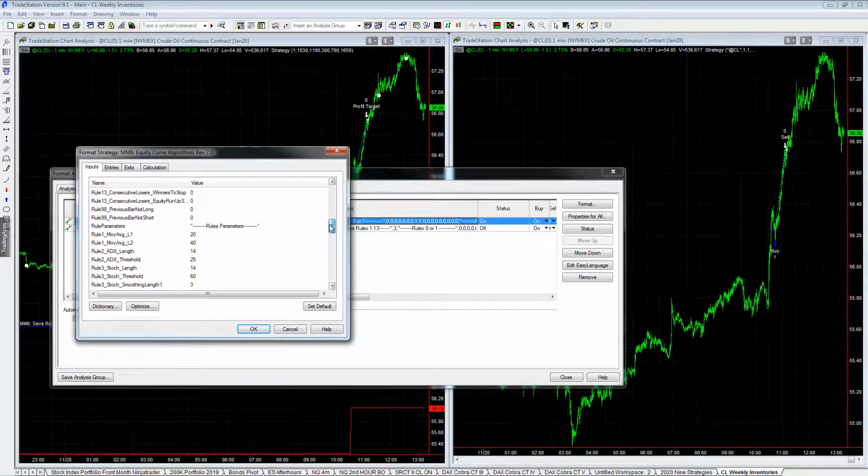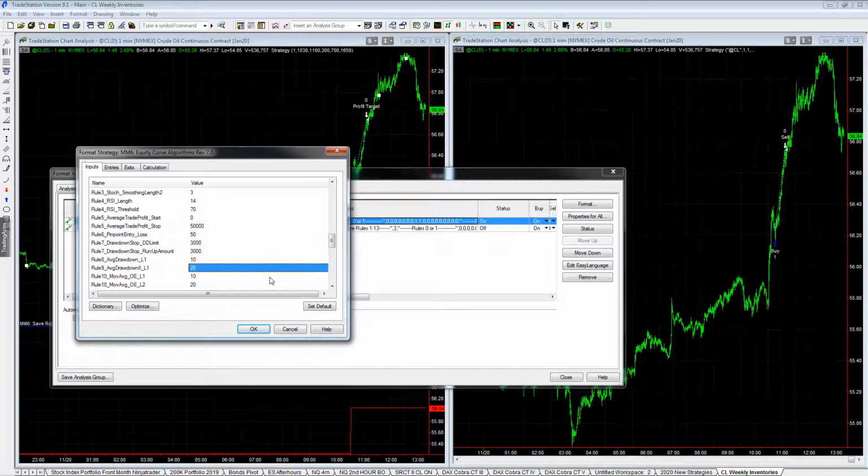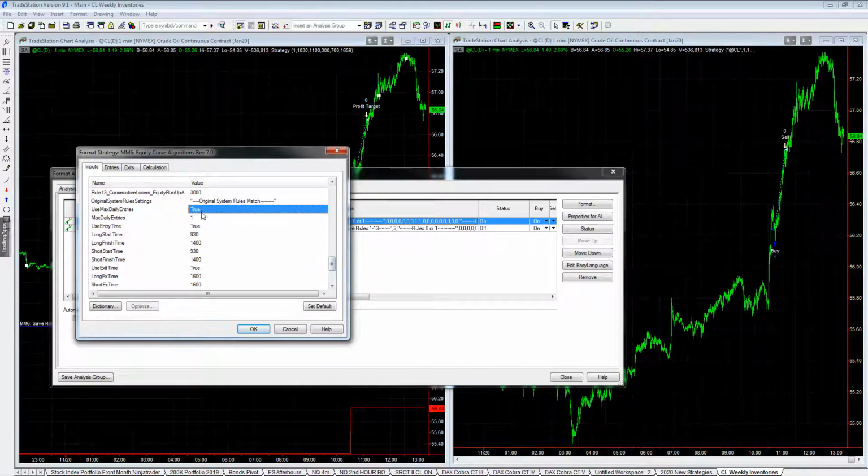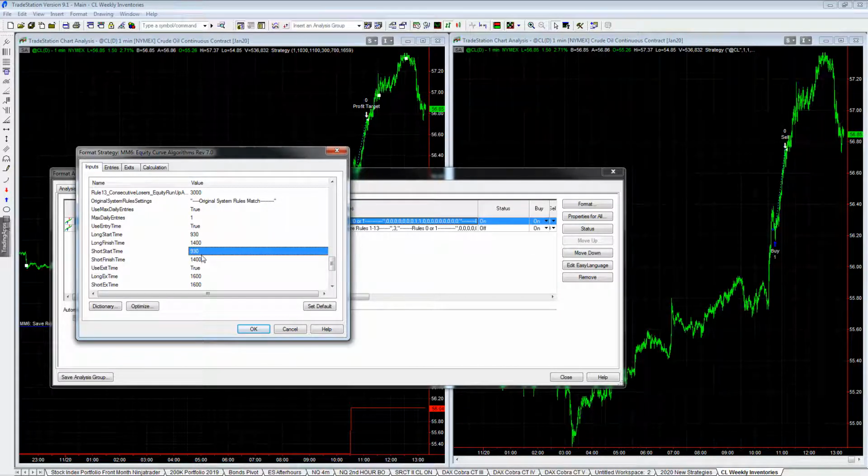And for rules 8 and 9, I've just tested 10 and 20. I didn't even test other numbers. And for this setup, I used true, 1 max daily entry. I just did the 930 to 1400, which is the time period that crude oil actually goes from 9 to 1430. So you could play with those numbers.